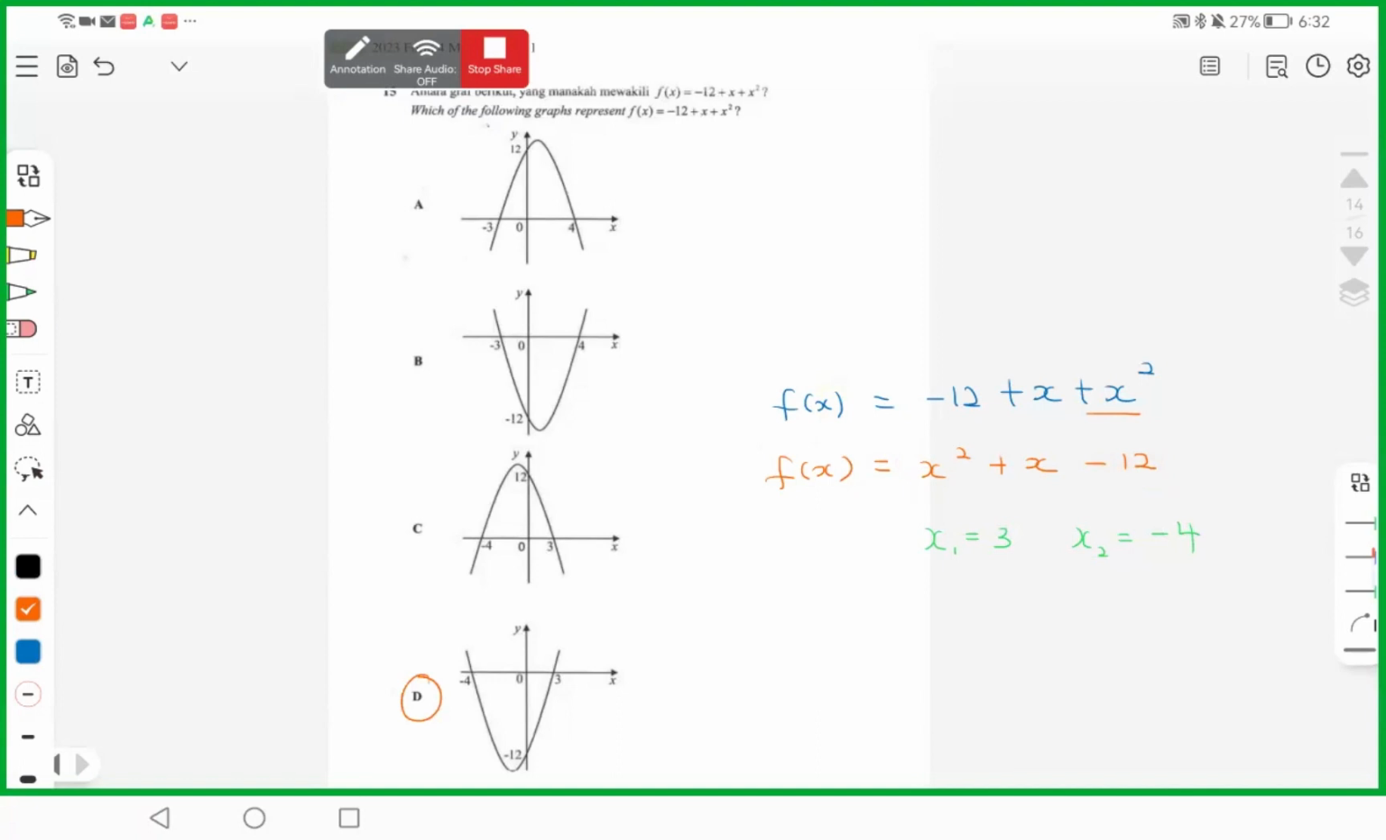So first, we use the cancellation method. Because a is positive, it cannot be A and C. Next, -12 coincidentally B and D also have -12. So no choice, we've got to find out the x-intercept. So you just key in EQN, find out the roots of the quadratic equation. So we get 3 and -4, right? So the roots of the quadratic equation are also the same as the x-intercepts, 3 and -4. Hence, the answer is D.